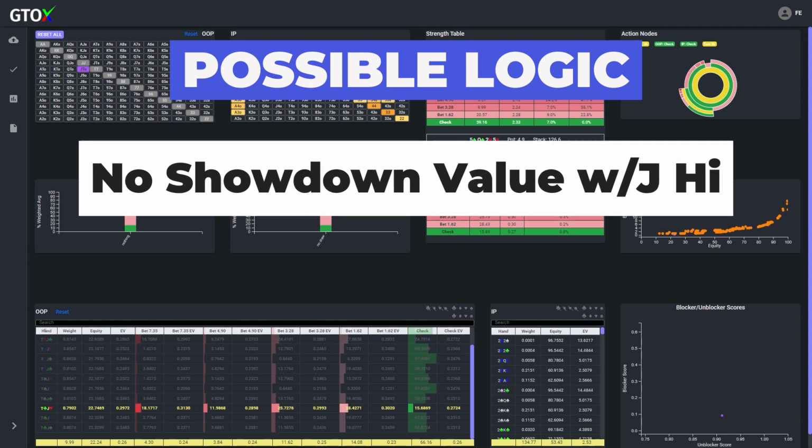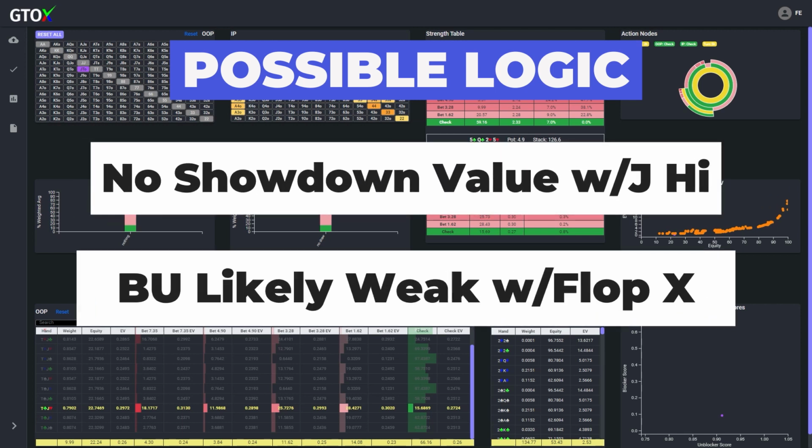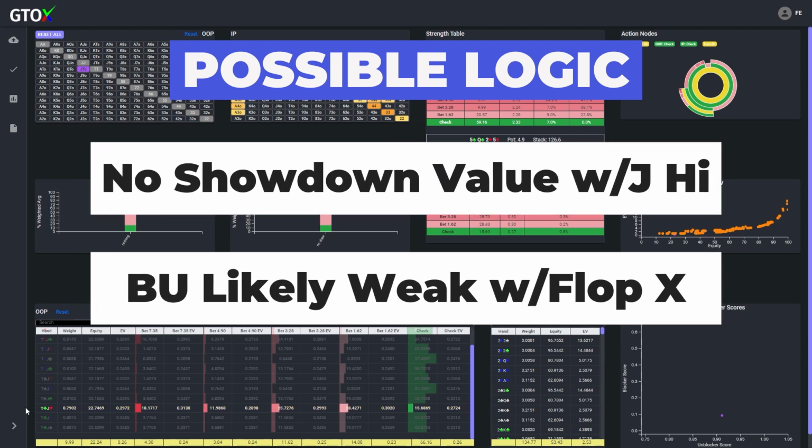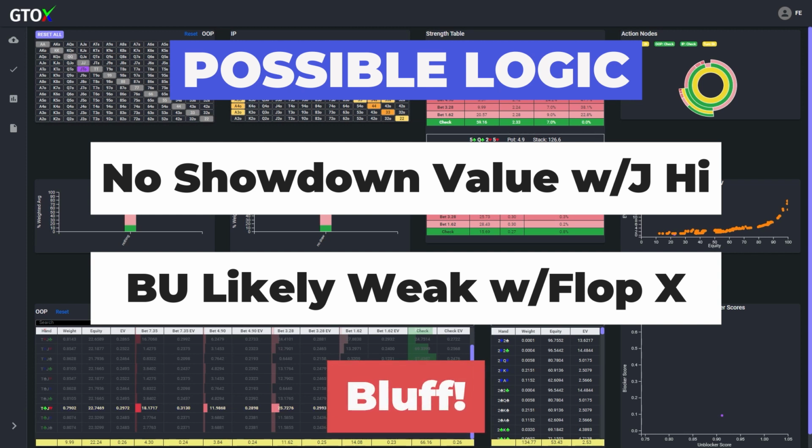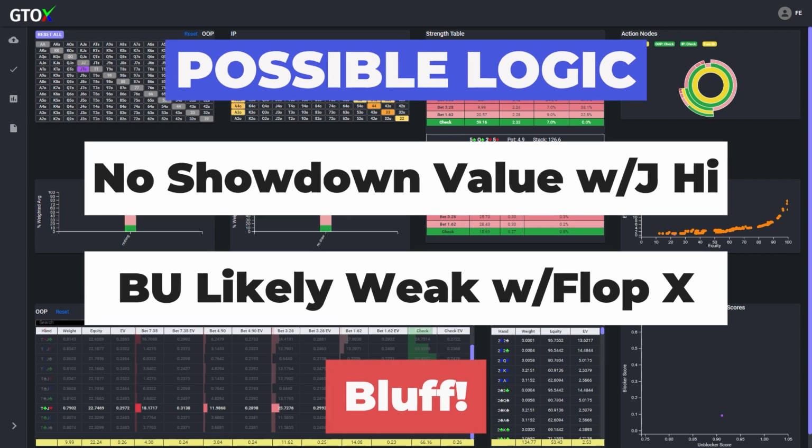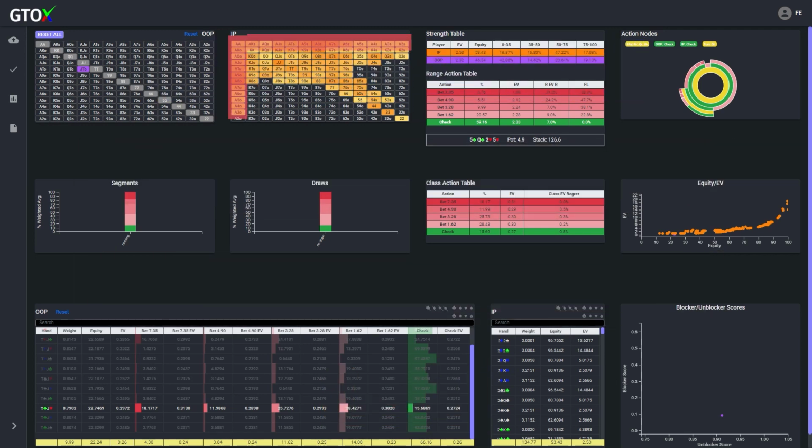With jack high, we have no showdown value, and the button is likely not to be very strong after checking a flop that was favorable to him, so we should try to bet to get a fold. And in terms of the sizing, we want to target mainly ace high type of hands that would have checked the flop, so we're going to bet 2/3 pot, and we have plenty of 5x and queen x in our range that will support this sizing. Now this strategy sounds somewhat reasonable, but how do we test the validity of our hypothesis?